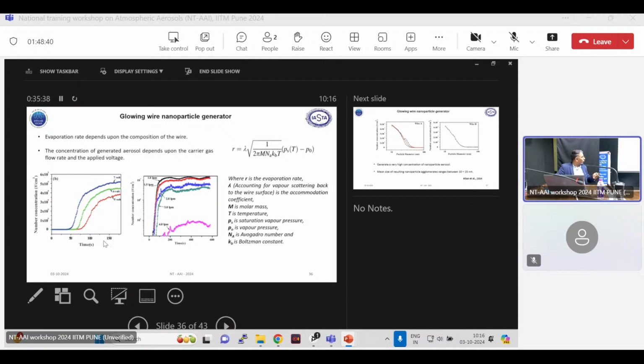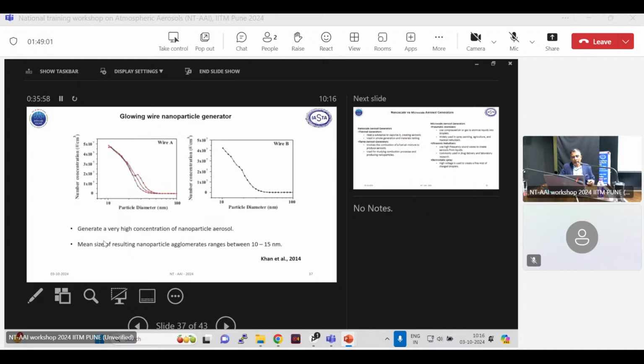And then what flow rate you are maintaining inside the generator, meaning what dilution, whether you are diluting slowly or fast. If you are diluting slowly, then your concentration will increase. If you are diluting fast, your concentration will reduce, and the size may also be smaller. Here the typical measured size is around 10 nanometer. Here two wires of different metals have been used, and both metallic wires are giving almost 10 to 20 nanometer aerosol, 10 to 15 nanometer aerosol generated.